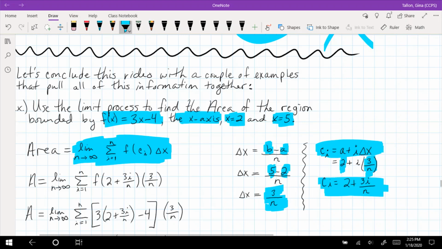That means that our formula can be rewritten now. And we will say f of 2 plus 3i over n. All we're doing is taking this c sub i and putting it in here. And our delta x is 3 over n.